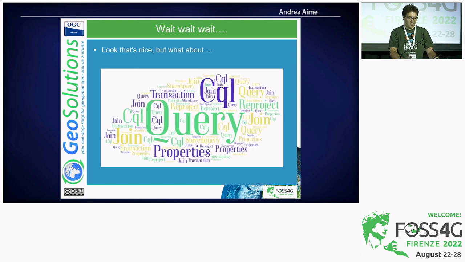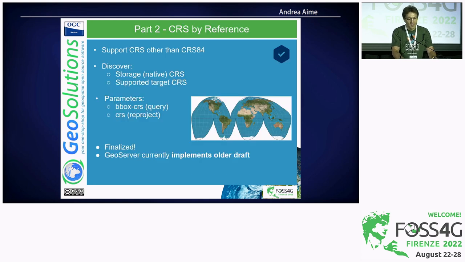But what about everything else? Querying, transaction, reprojection, property selection, and so on. Where are they? They are extensions. So OGC API Features Part 2 is CRS by reference. It adds support for different CRSs other than WGS84. It allows you to describe the native CRS. It allows you to reproject on the fly. It allows you to do bounding box queries in other CRSs.